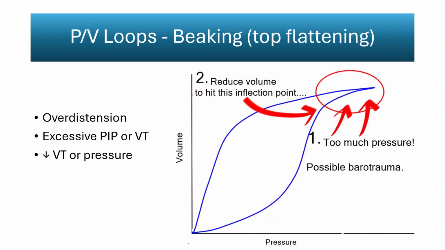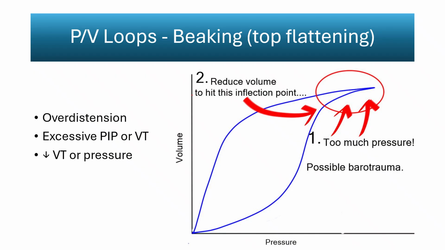Beaking refers to the flattening or outward bulging of the top portion of the pressure-volume loop during inspiration. Instead of continuing to rise smoothly as pressure increases, the loop bends outward and forms a horizontal or convex shape. This pattern indicates that the lung has reached the limits of safe distension. Additional pressure is no longer producing a meaningful increase in volume. Instead, it is overstretching already open alveoli.